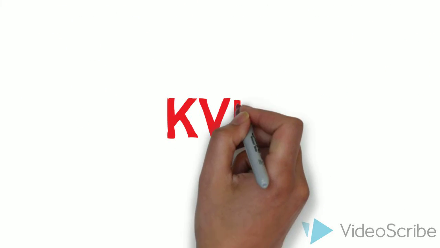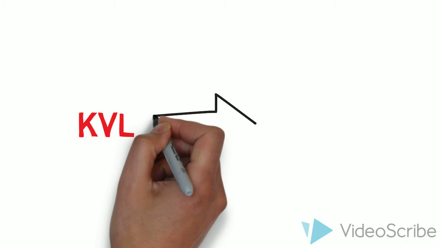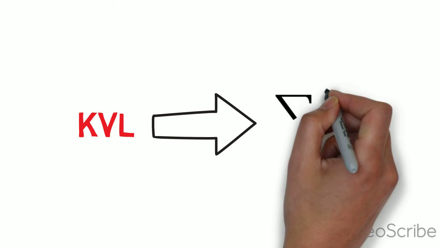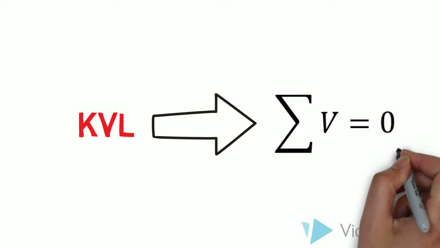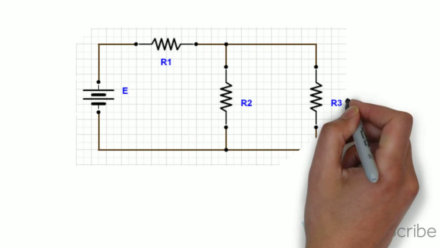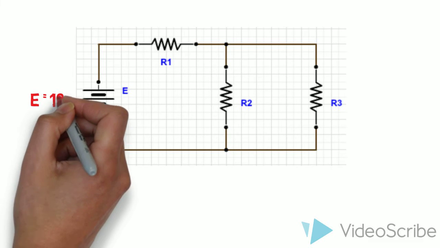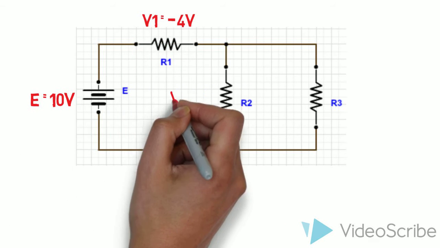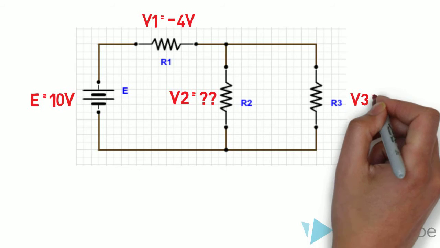Now, Kirchhoff's voltage law, or KVL, simply states that the sum of all voltage drops and rises in any loop of a circuit is equal to zero. Take this DC circuit for example. The power supply is producing 10 volts, and the first resistor is dropping 4 volts. But what about the next two voltages?